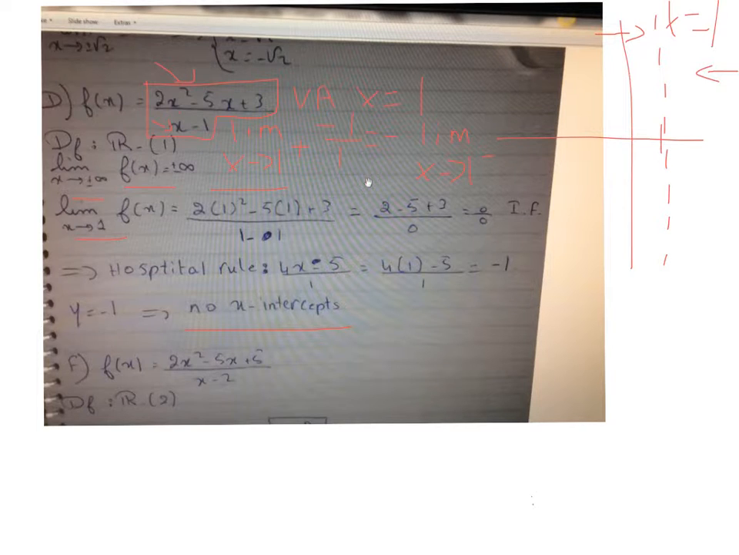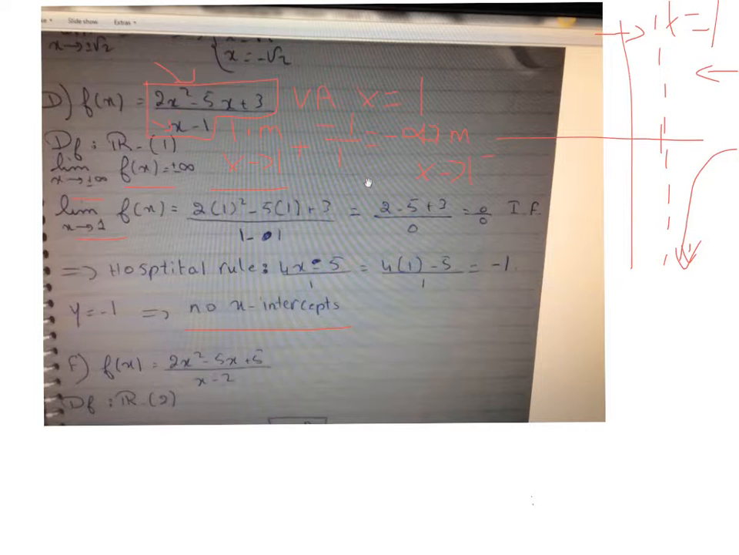Now what that tells me is that this curve is approaching negative infinity as it's coming at the asymptote from the direction of the right. So I've drawn on the graph what this curve is going to look like. It's going to be coming down like that as it gets closer and closer to the asymptote.